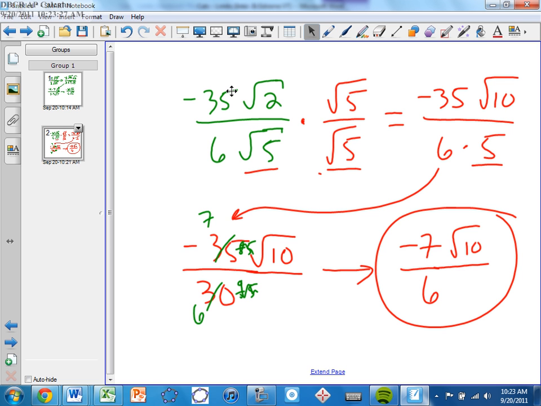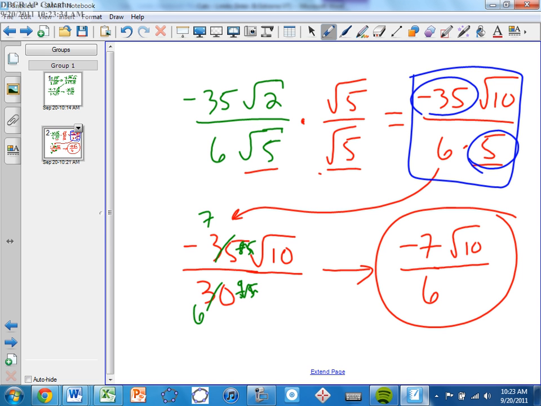Like here, Owen. At this point, where we have this 35 and this 5, we could have reduced these two before we actually went on to this step. What would that have done? It would have made this a negative 7. It would have made this a 1, which would have ended up with negative 7 and 6, which is the same answer. So you can reduce before you multiply, and it makes it easier sometimes.